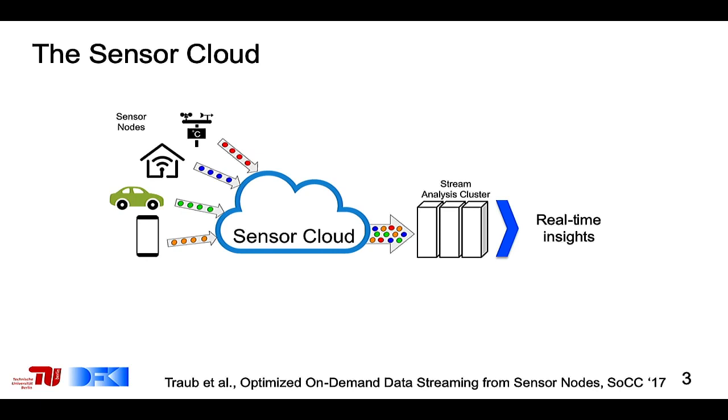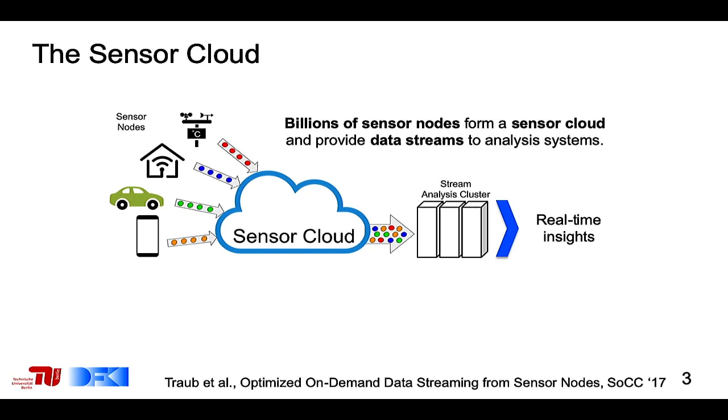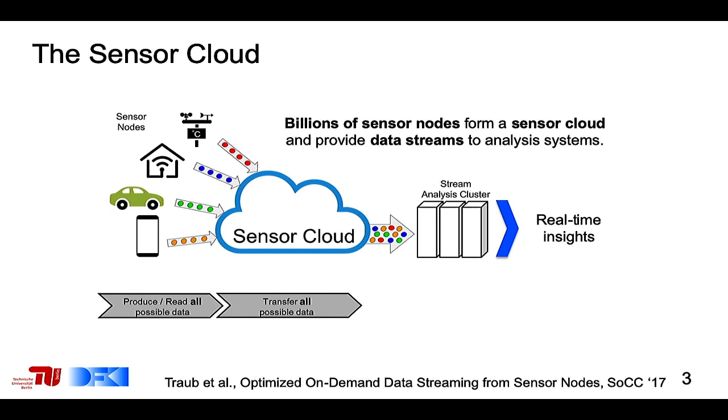insights in real time. And the challenge here comes from actually the scale of the IoT we are facing, which is that we have billions of sensor nodes which form the sensor clouds, and all of them provide data streams to analysis systems. So if we look at typical IoT setups, how they are structured today, what we have is we first have sensor nodes which really try to produce and read all data which is possible in order to then transfer all that possible data to some central stream analysis engine, which then, based on that data, is hopefully able to answer all possible queries or to run all possible applications.